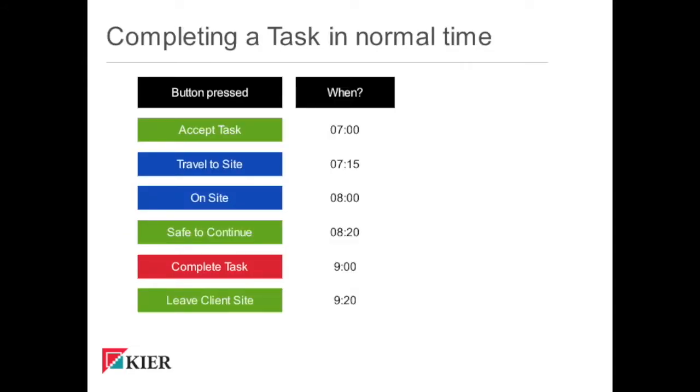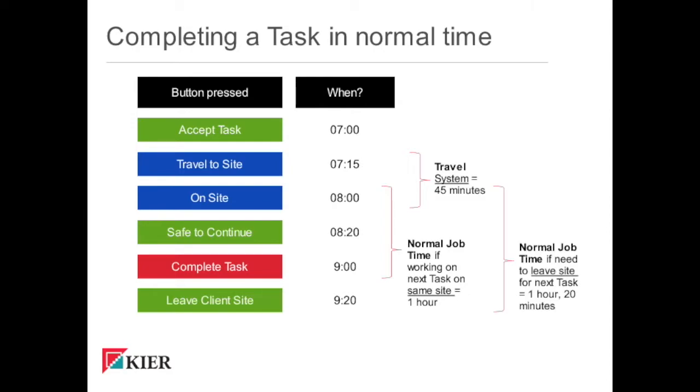In this example, the engineer is completing a task in normal time. He starts travelling to his first job at 7:15. He'll complete his van checks, then get on the road. When he arrives on site, he presses the on-site button, and this captures the travel time for the task, which in this case is 45 minutes.